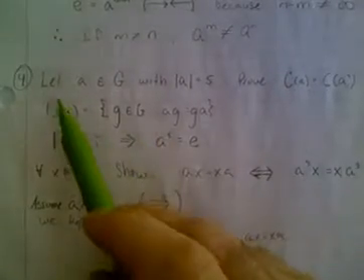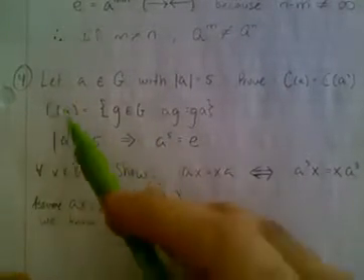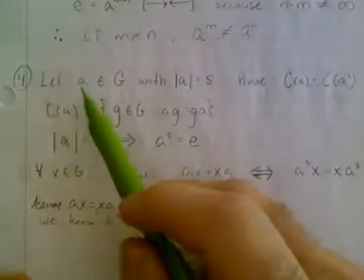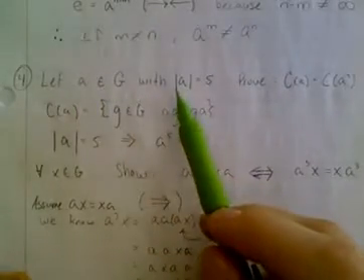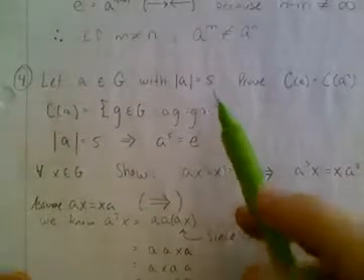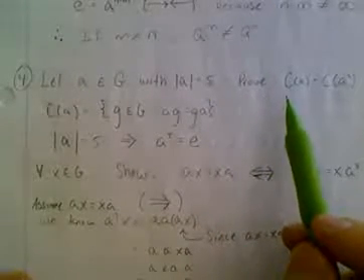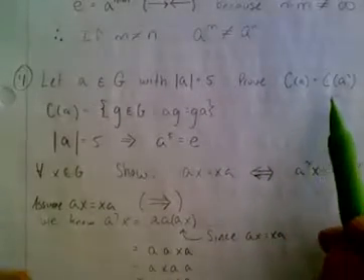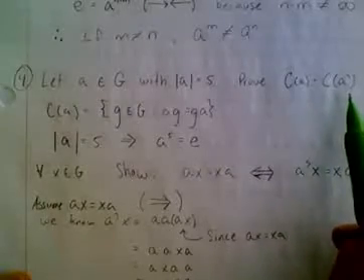All right, so this is homework 4, problem number 4, and we're going to let A be an element of G with the order of A equaling 5, and we need to prove that the centralizer of A is equal to the centralizer of A cubed.